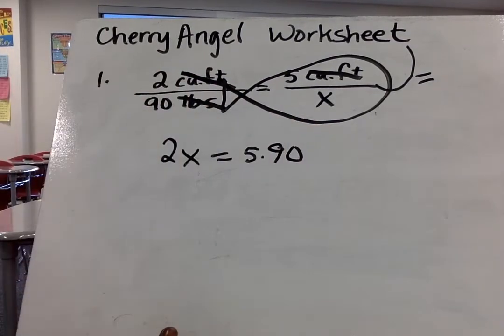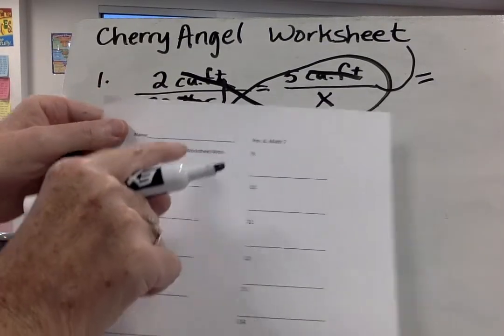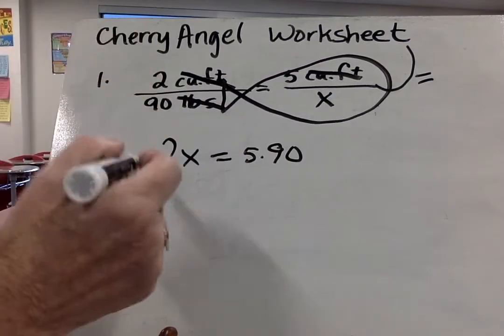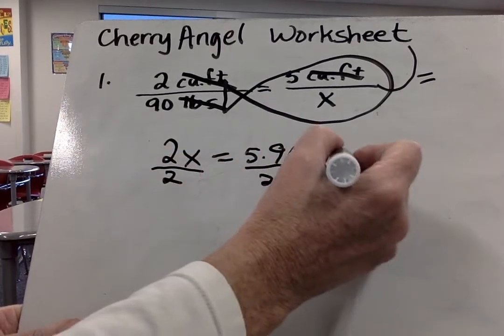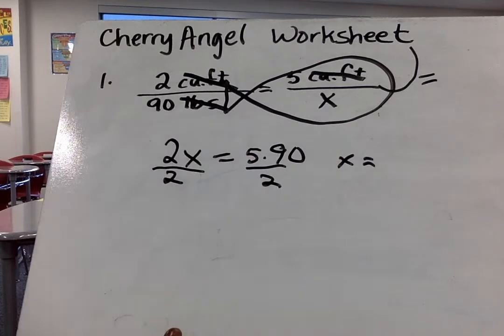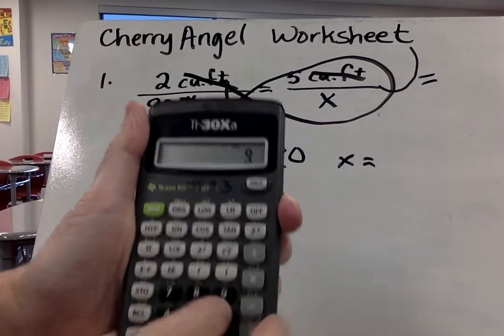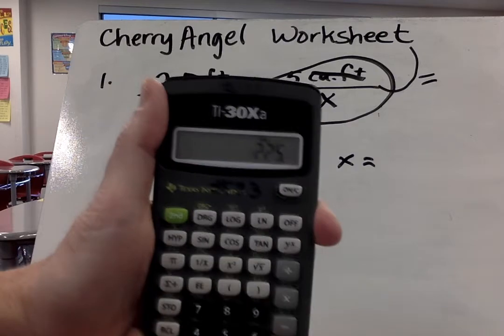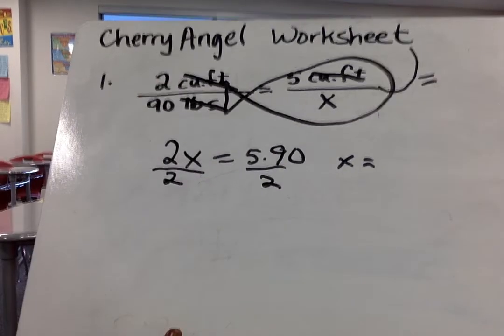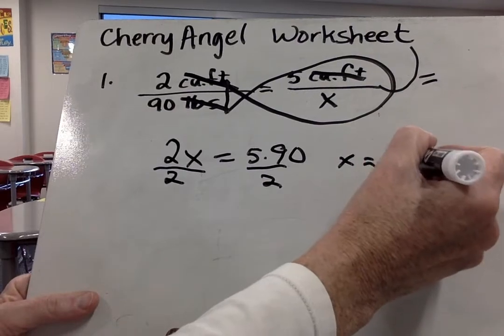And this is work that I should see right here where you set up the proportion, and now we're going to solve for X. So 2 times X equals 5 times 90, divide by 2, and X equals, grab my handy dandy calculator, and we go 5 times 90, 450, divided by 2, and it's 225. So our answer is 225 pounds.